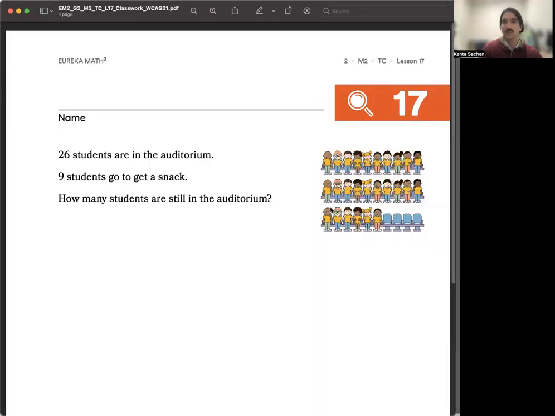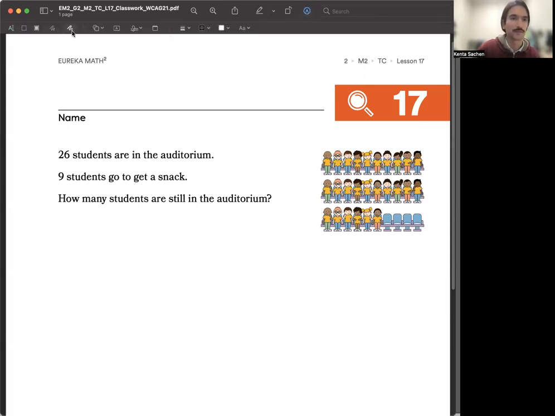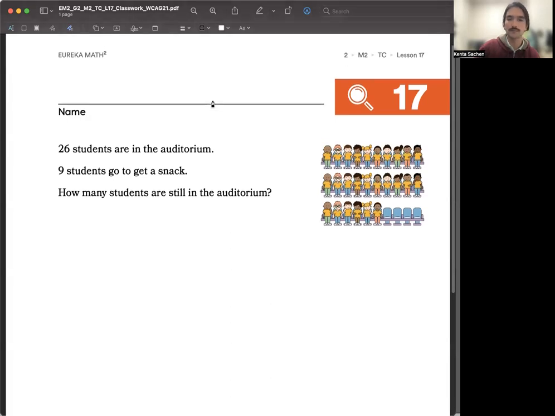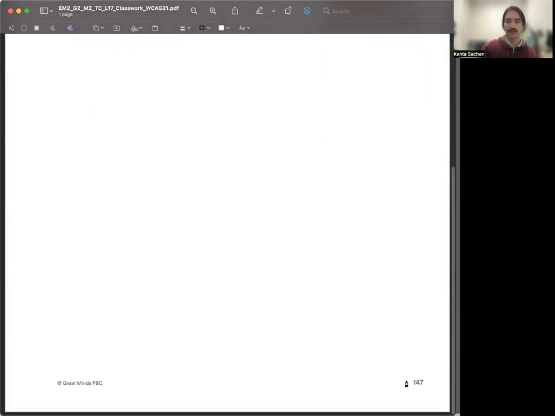All right, now let's take out our workbooks. We're going to continue working on our subtraction today. You're going to open up to page 147 first. 147. Here's a word problem that we can think about to get us started with today's work. Okay, 147 is where you're going to go.